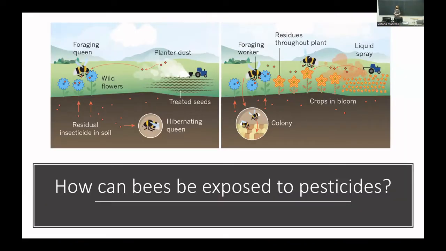How can bees be exposed to pesticides if it's supposed to get rid of our pest species and not our good species? There's a lot of ways. They can be directly sprayed on. They can have some drift onto wildflowers that they're foraging on, even if it's not the crop. They can get exposed by the soil. They can get exposed by planter dust. Bees hibernate under the ground and their colonies are underground, so they can get in contact there from the contaminated soil. So there's a lot of ways that bees can be exposed to pesticides.